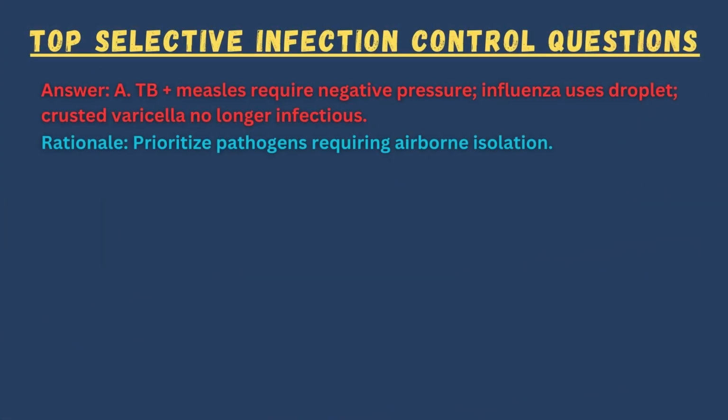Answer. A. TB plus measles require negative pressure. Influenza uses droplet. Crusted varicella no longer infectious. Rationale. Prioritize pathogens requiring airborne isolation.